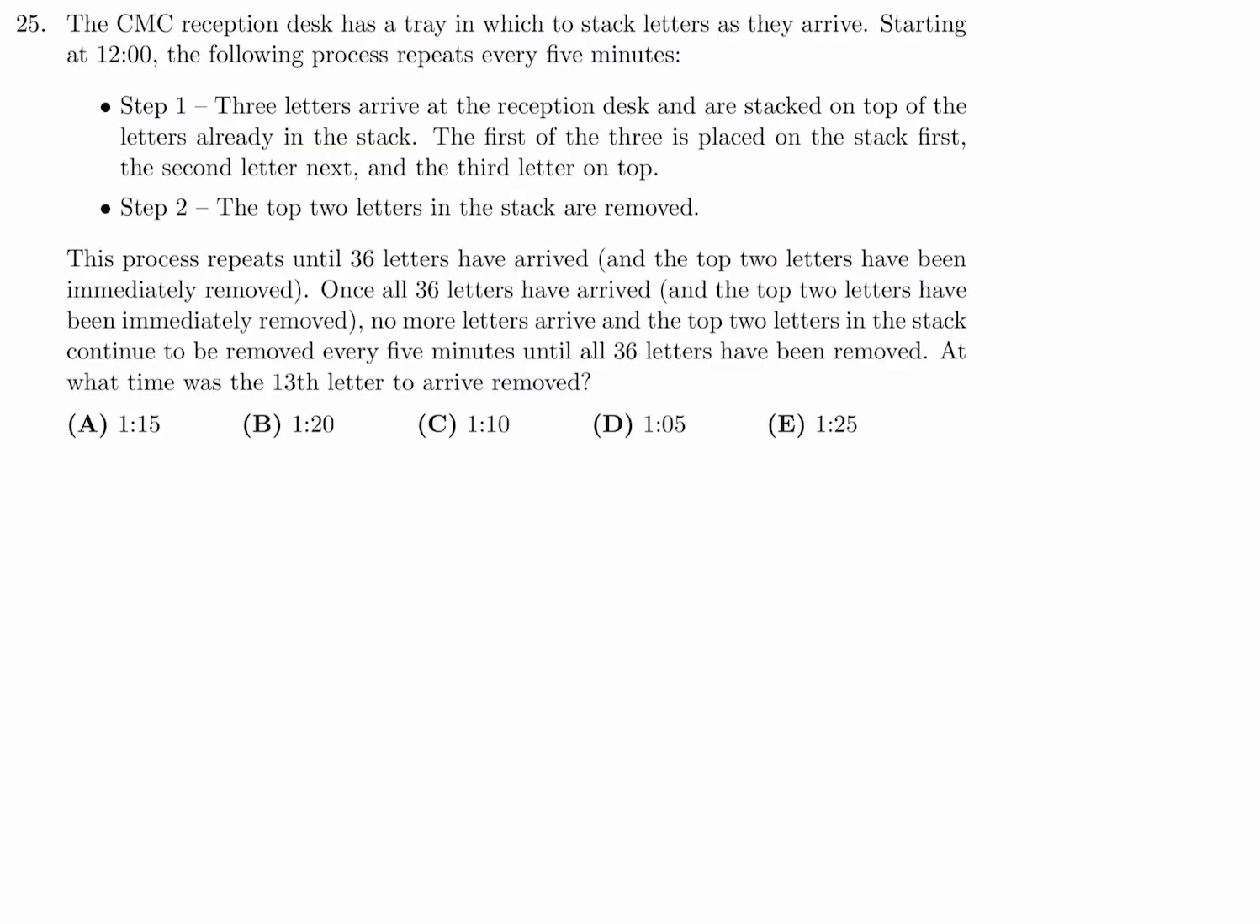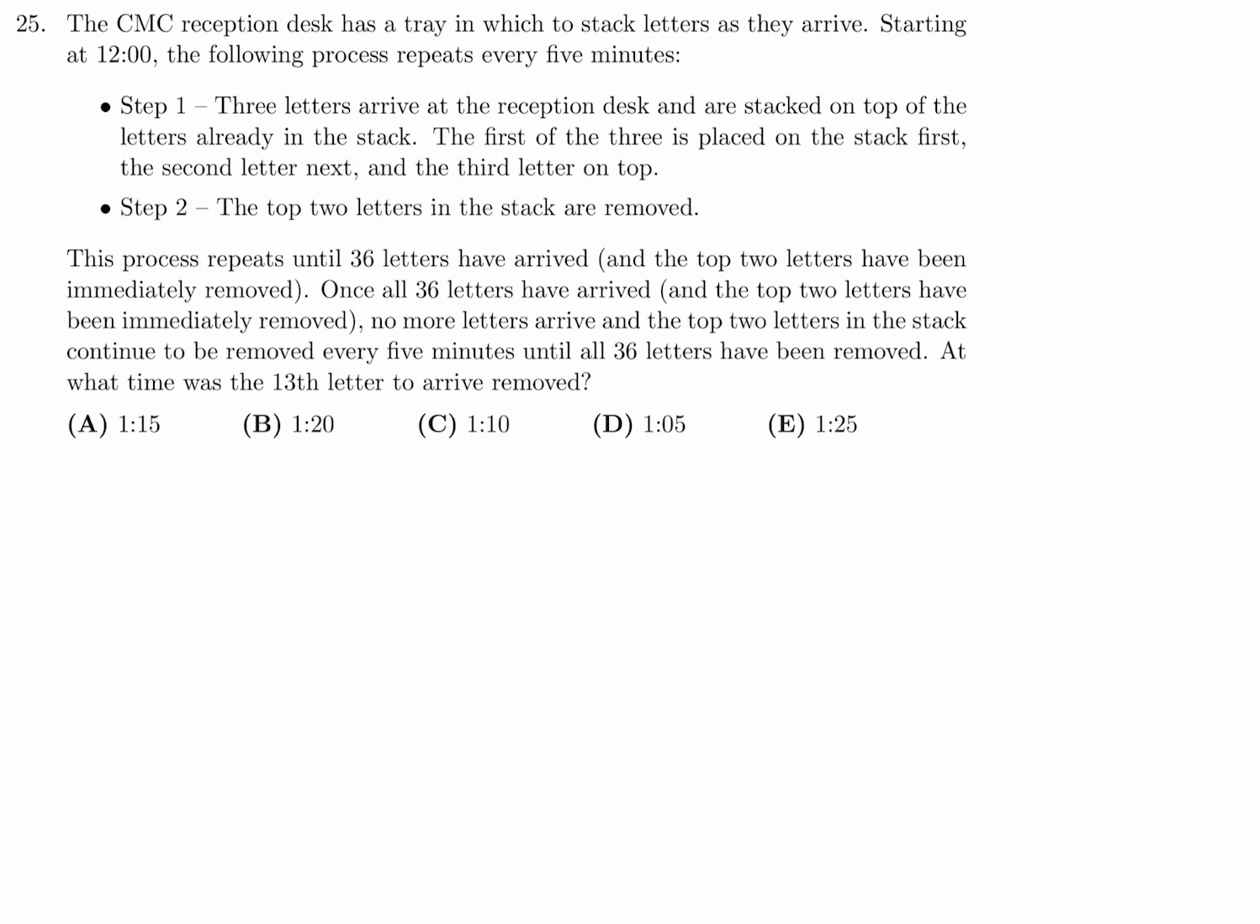The Canadian Mathematics Competition reception desk has a tray in which to stack letters as they arrive, starting at 12. The following process repeats every 5 minutes. Step 1. 3 letters arrive at the reception desk and are stacked on top of the letters already in the stack. The first of the 3 is placed on the stack first, and the second letter next, and the third letter on top. Step 2.